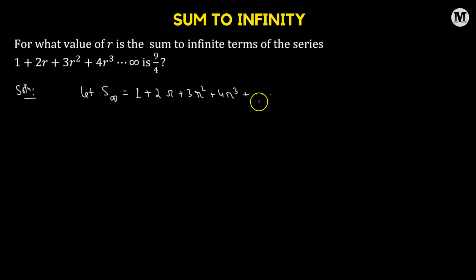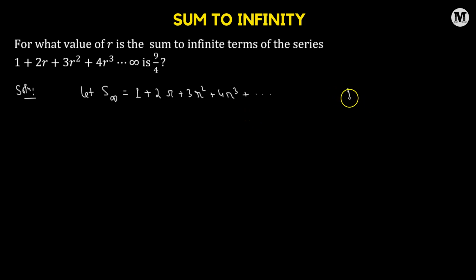Now this is an infinite series. However, this series is neither an arithmetic series nor a geometric series because it does not have a common difference nor does it have any common ratio. However, this particular series is composed of two sequences. One will be an arithmetic sequence and the other is going to be a geometric sequence.